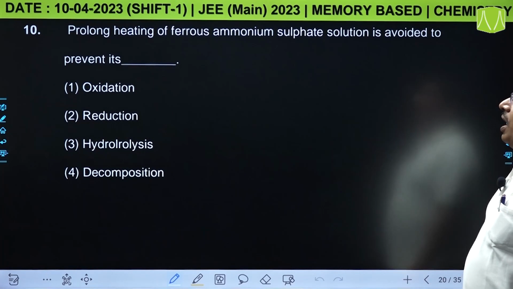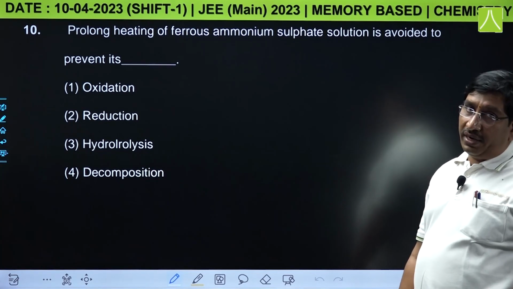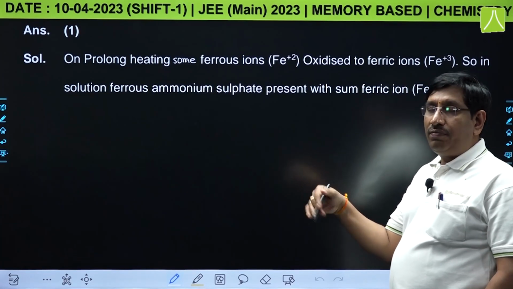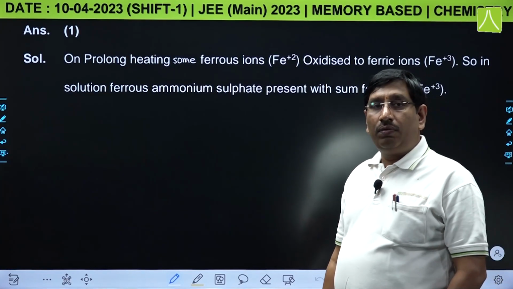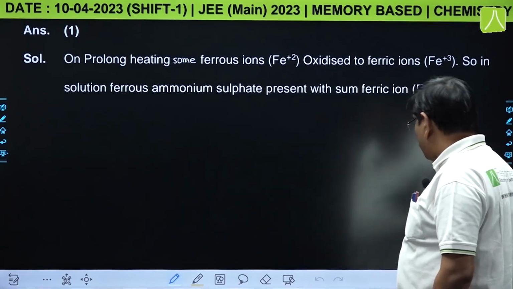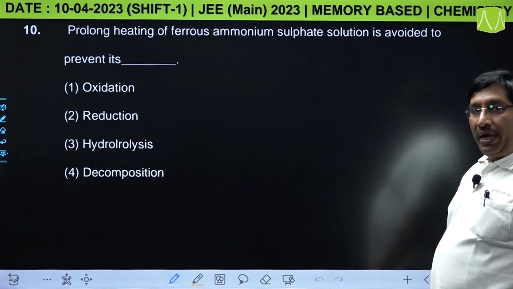Next: prolonged heating of ferrous ammonium sulphate solution is avoided to prevent its. Ferrous ammonium sulphate on prolonged heating, some of the ferrous ions are converted into ferric ions due to oxidation. So, to prevent its oxidation, prolonged heating of ferrous ammonium sulphate is avoided.